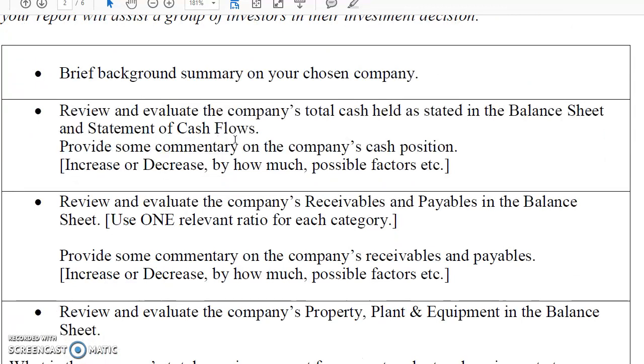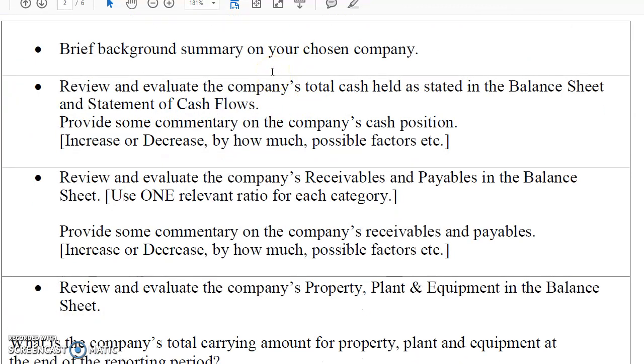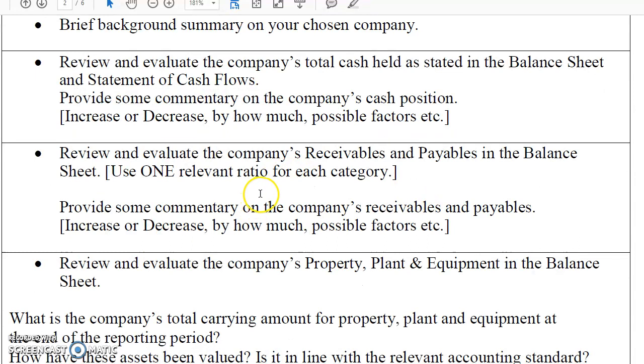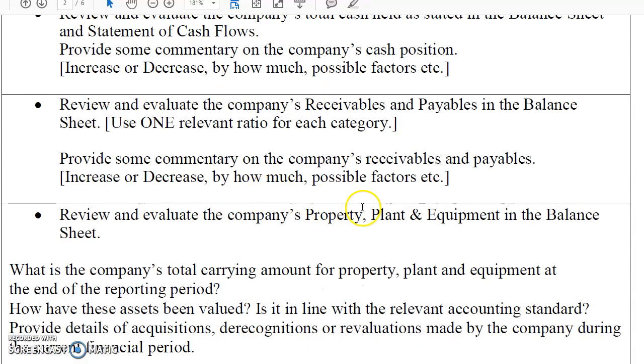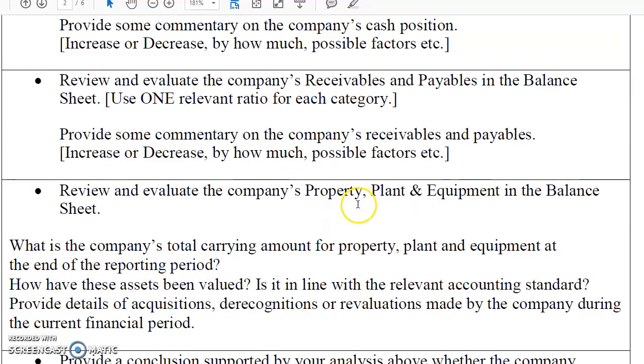Okay, so brief background on your chosen company. Please do not cut and paste from the web. Okay, just write it in your own words using the information that is given in the annual report. Okay, so, and then you have to analyze their cash in their balance sheet and in the statement of cash flows. You also look at the receivables and payables in the balance sheet, providing some commentary on that. You also evaluate the property, plant, and equipment in the balance sheet.